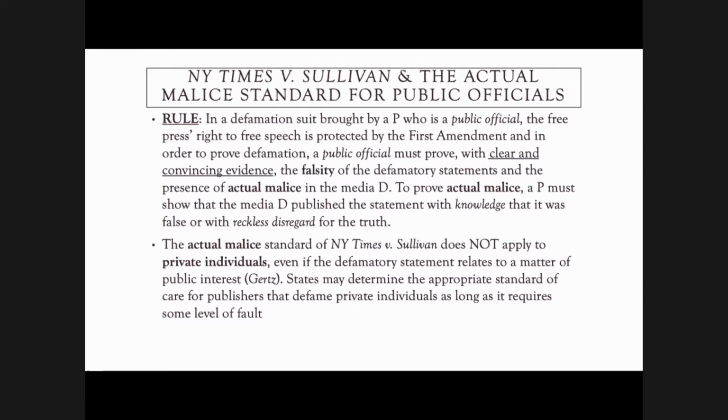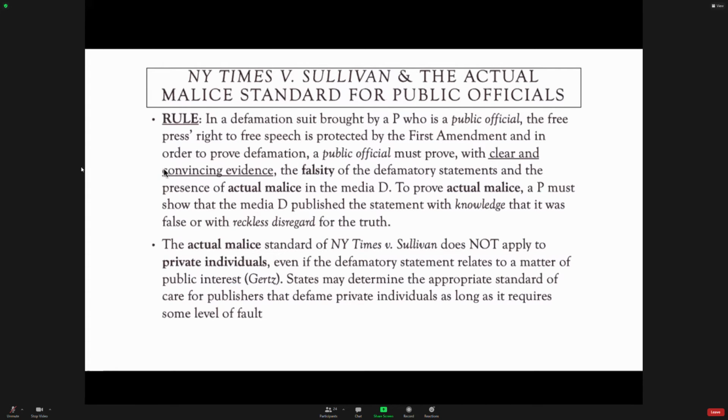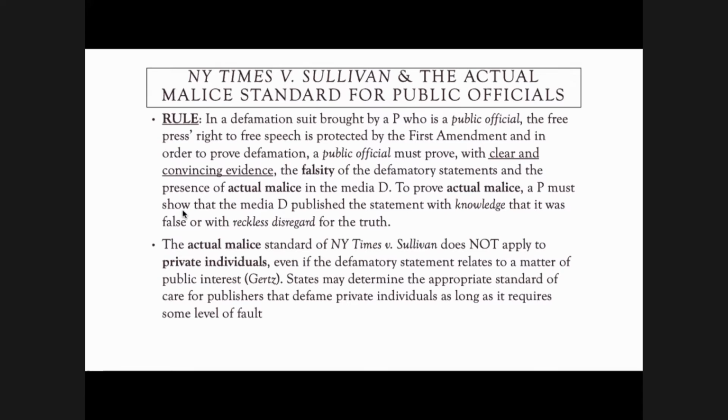So that's the rule that came out of New York Times versus Sullivan with respect to the actual malice standard. And if you notice, it's the standard of clear and convincing evidence right there. So that's kind of a higher standard than preponderance of the evidence. And the actual malice standard of the New York Times versus Sullivan case does not apply to private individuals, even if the defamatory statement relates to a matter of public interest. And states can determine the appropriate standard of care for publishers that defame private individuals as long as it requires some level of fault. So that's your actual malice standard.